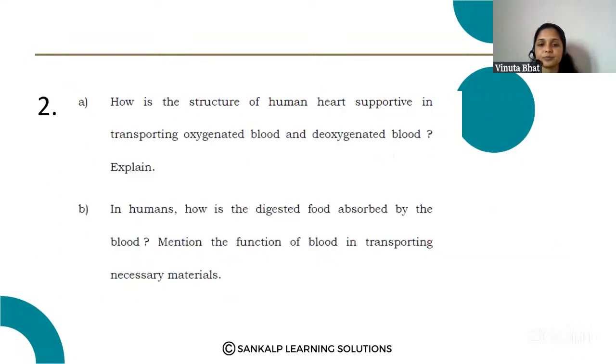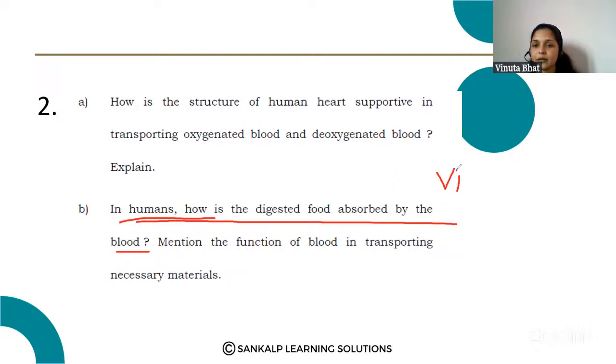Then, this is the first question. In humans, how is the digested food absorbed by the blood? The digested food is absorbed by the blood through special structures present in the walls of the small intestine, called villi. Villi are finger-like structures. They are helpful for the absorption of the nutrients, and they transport them into the blood. So note down the questions.